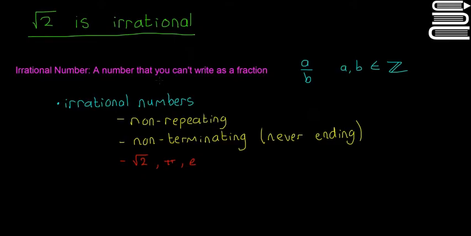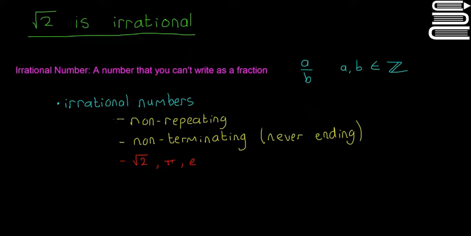So an irrational number is a number you can't write as a fraction, or a more formal definition: you can't write it in the form a over b, where a and b are both integers, alright? So irrational numbers are non-repeating and non-terminating, or never-ending. Normally they have decimals that just keep going on and on.